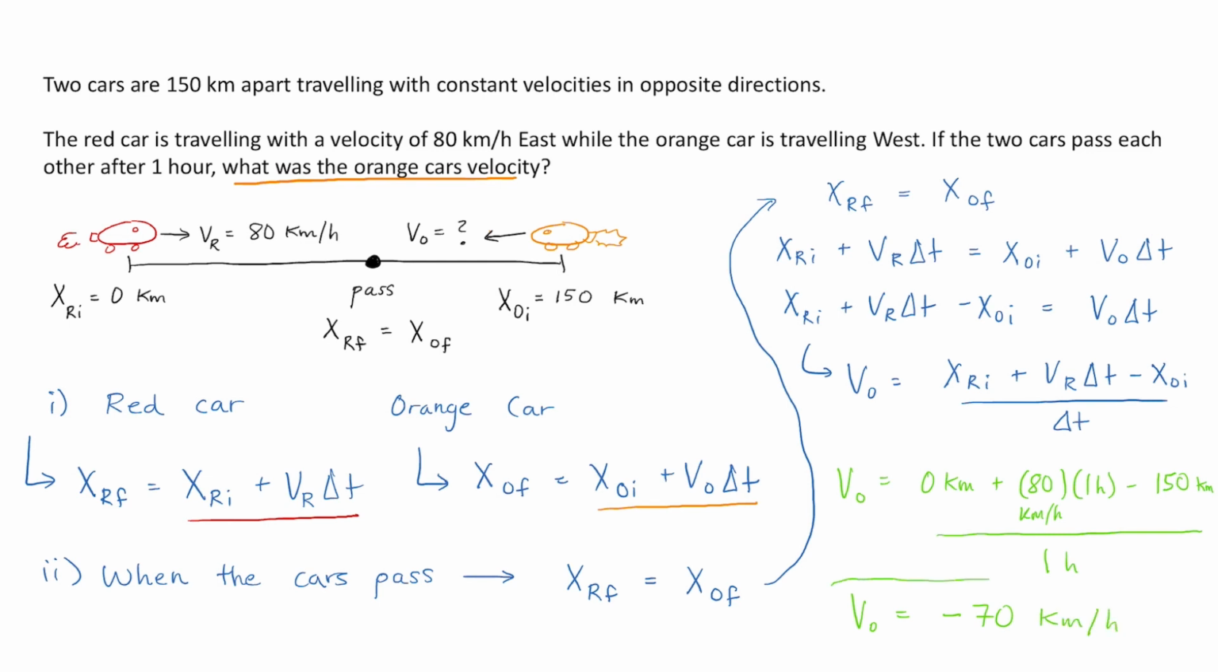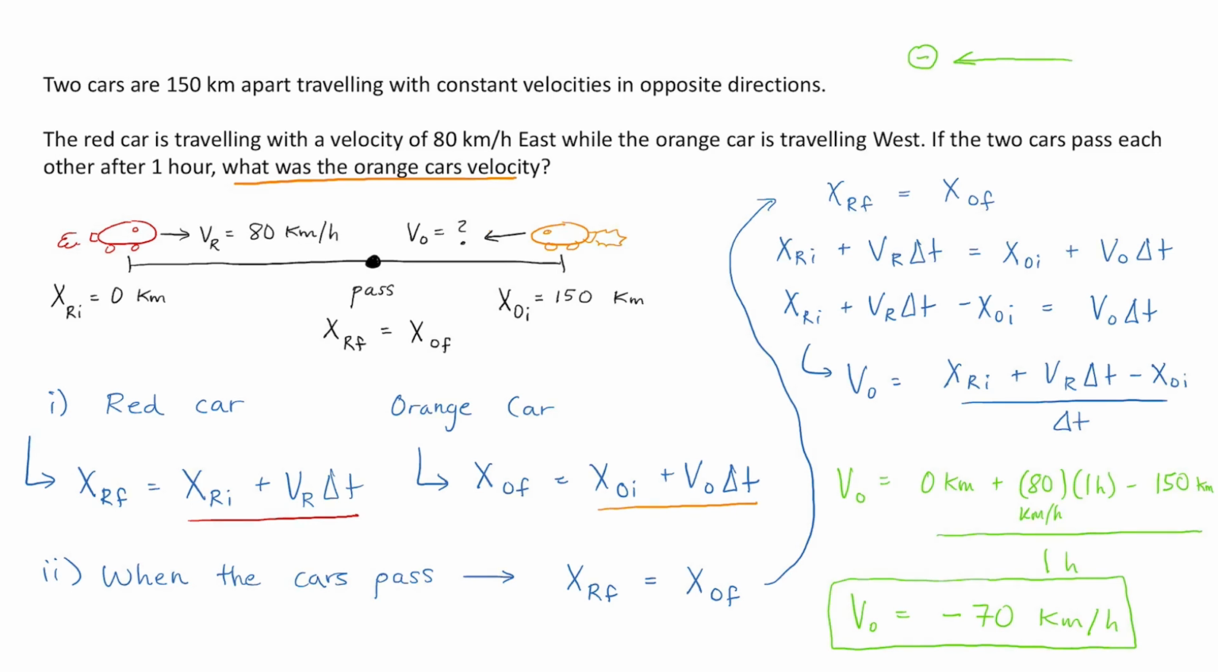Now I want you to ask yourself, does it make sense that our answer is negative? And the answer is yes. The orange car is traveling west, which means its velocity vector would be pointed to the left. And we know velocity vectors that are pointed to the left are given a negative value.